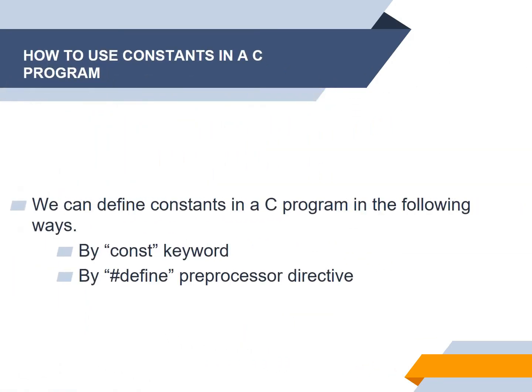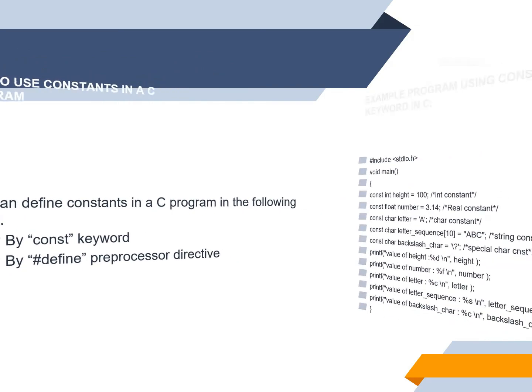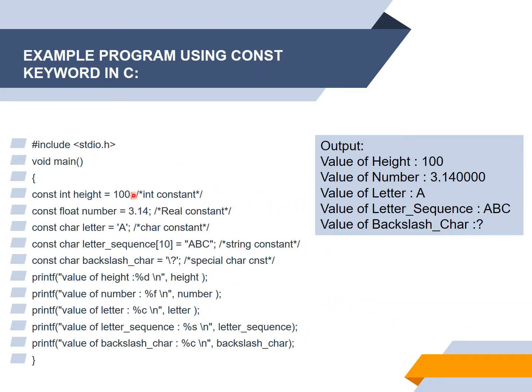So to use a constant in C, there are two ways. One is the const keyword, another is hash define. Here a semicolon is there. So this is the difference between declaring constants using the const keyword and hash define.